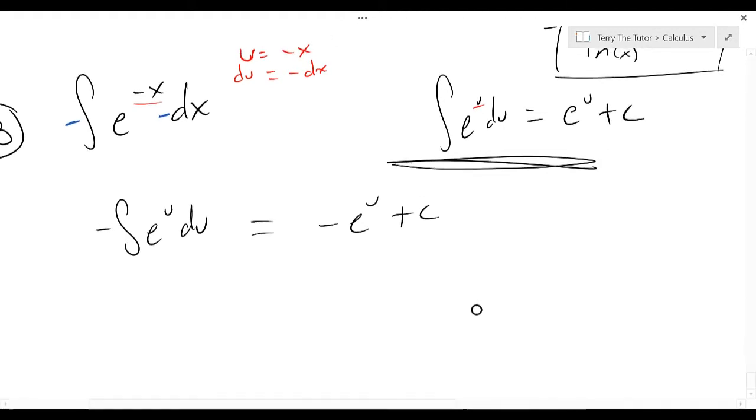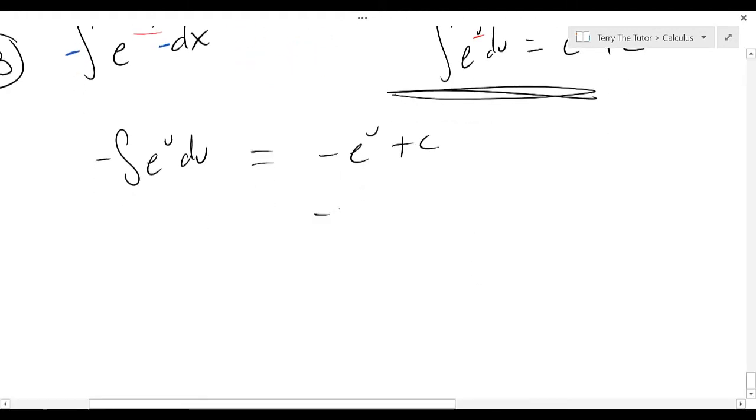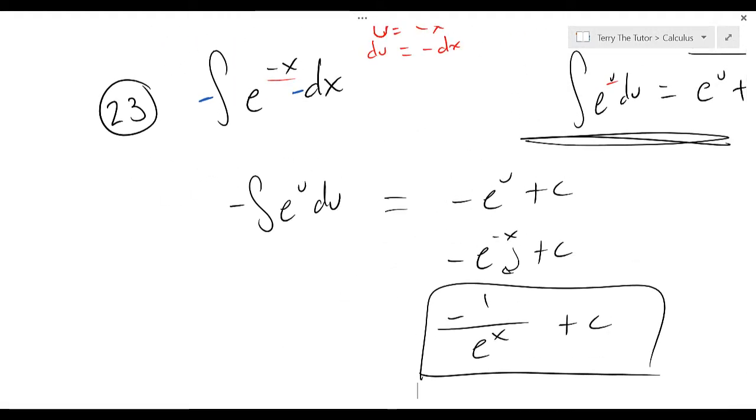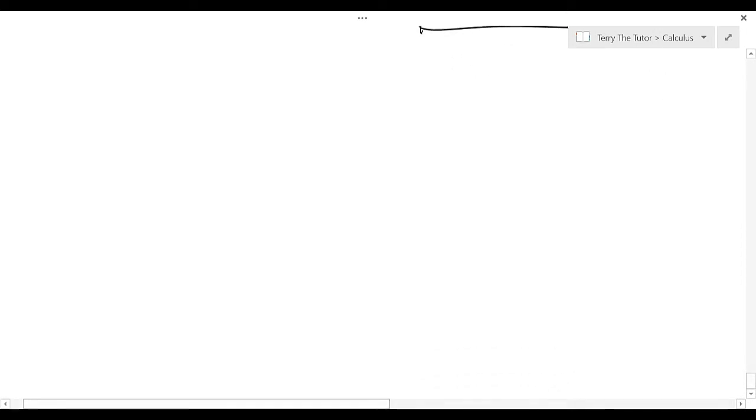And my u is negative x, so it'll be negative e to the negative x plus c, or we can say negative 1 over e to the x to get rid of that negative exponent and bring it down to the denominator, plus c. And we're done. Let's go ahead and try number 24 now.